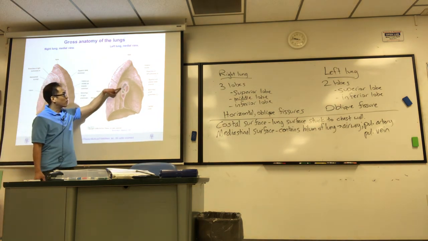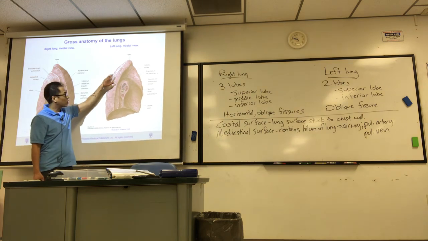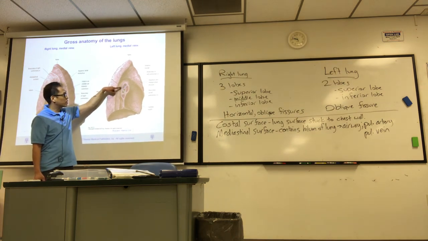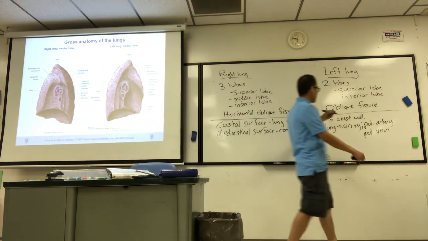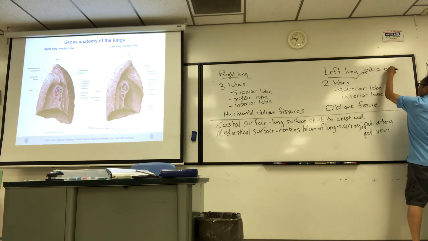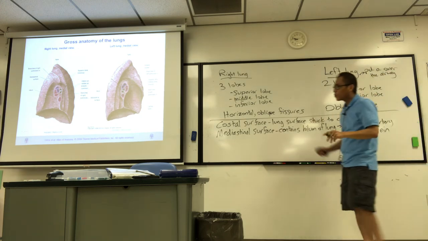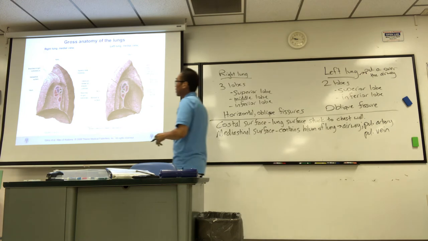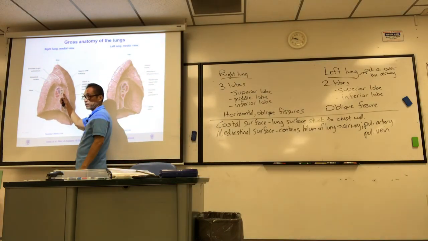Here on this side, one thing you can see is that the pulmonary artery is over the airway. That's true of the left lung. The pulmonary artery is over the airway. That's one way you tell your left lung. The pulmonary artery is superior to, over the airway. But on the right lung, what we usually see is that the pulmonary artery is behind the airway. It's posterior to it.